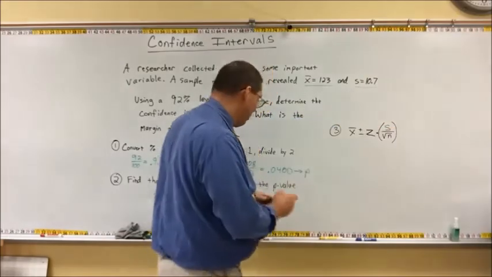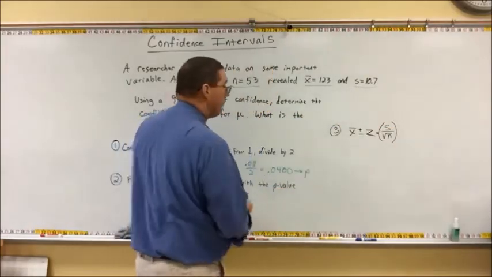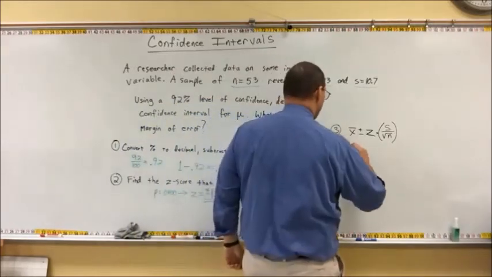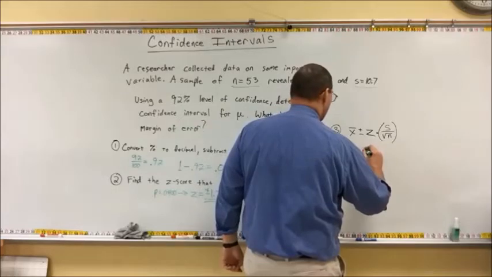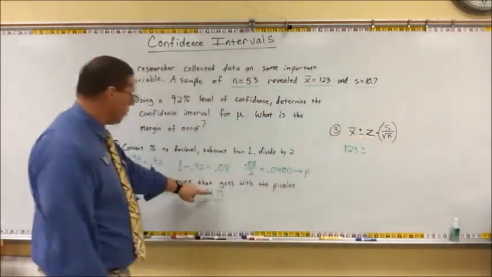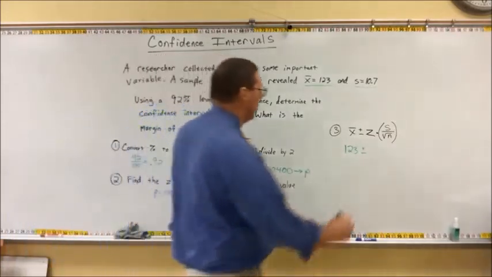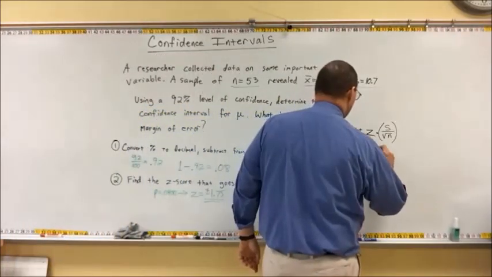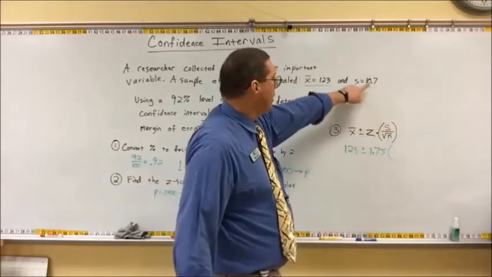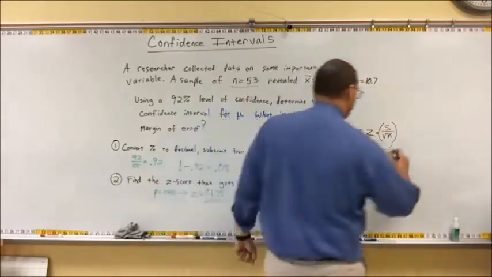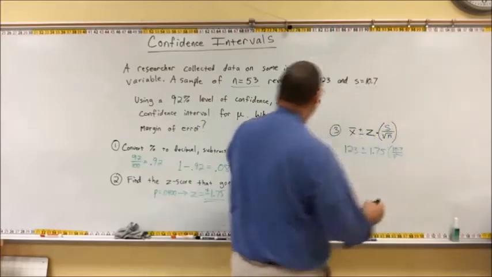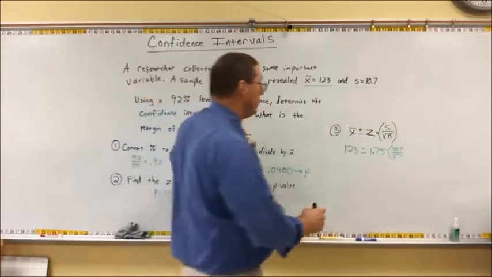So now all we have to do is plug our numbers into this formula. So our x bar is 123, 123 plus or minus z, which is 1.75, 1.75 times standard deviation s, which is 10.7, 10.7 over the square root of n, which is 53. So over the square root of 53.